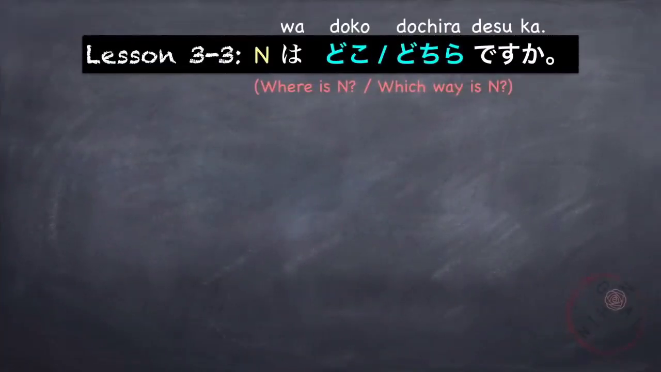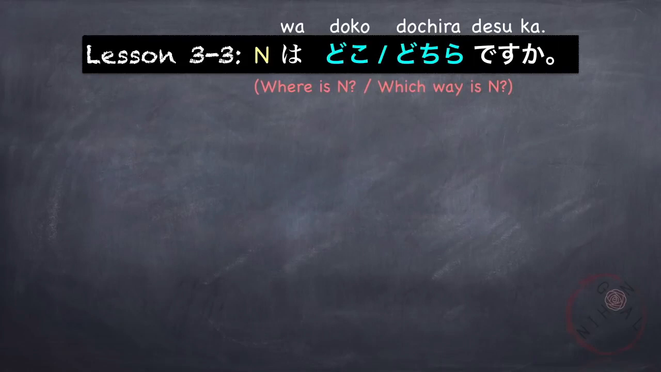Next are the words doko, which means where, or dochira, which is the polite way of saying doko, or it also means which way. So if you want to ask the question, where is N, or which way is N, the pattern is N wa doko, or dochira desu ka? N wa doko desu ka? Or N wa dochira desu ka?